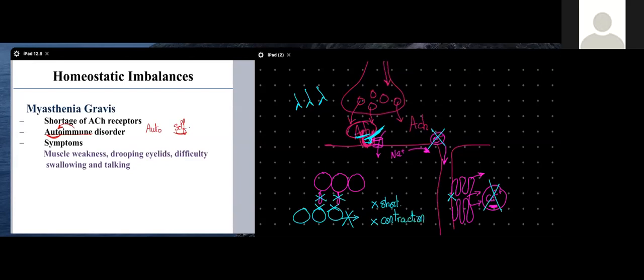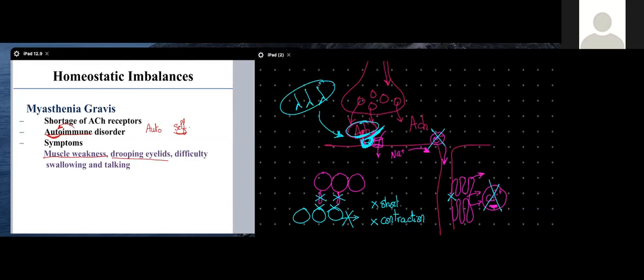So what's going to be the manifestation here of the disease? If I fail to attach the acetylcholine to its receptor because the immune system started to produce immunoglobulins that will be targeting the acetylcholine receptors, there will be muscle weakening, drooping of the eyelids because I can't keep them open.